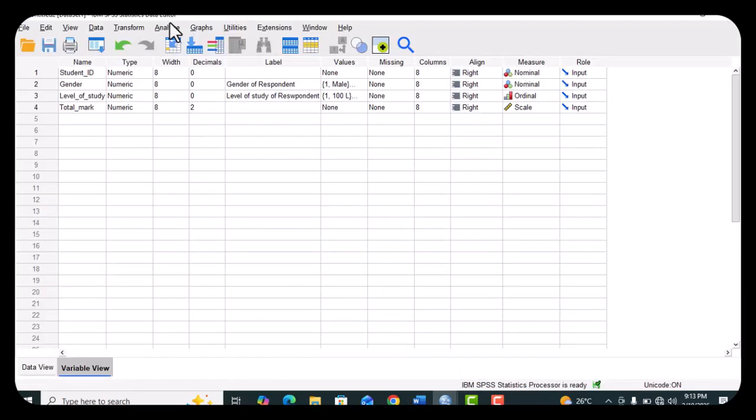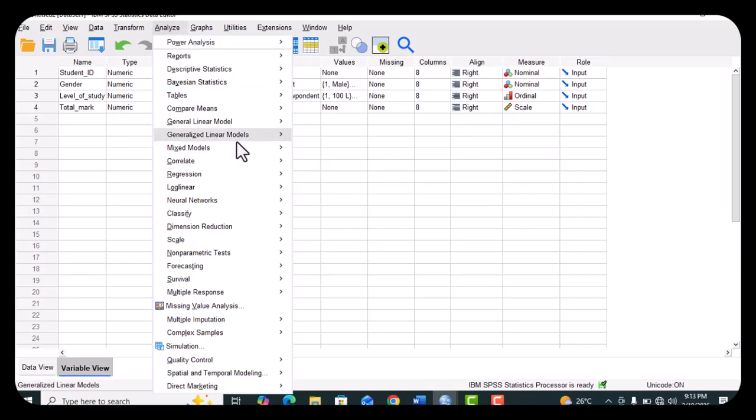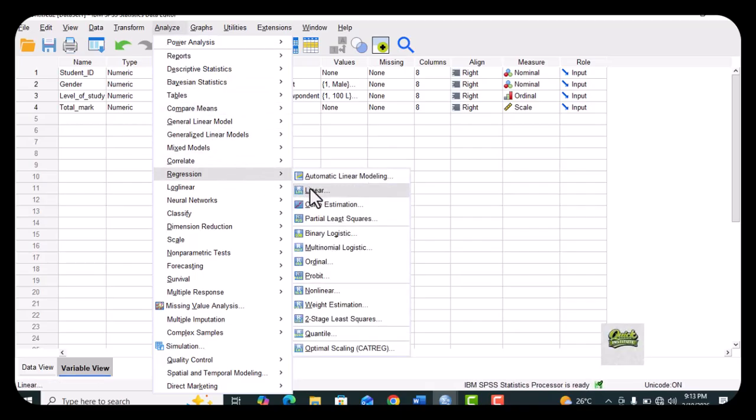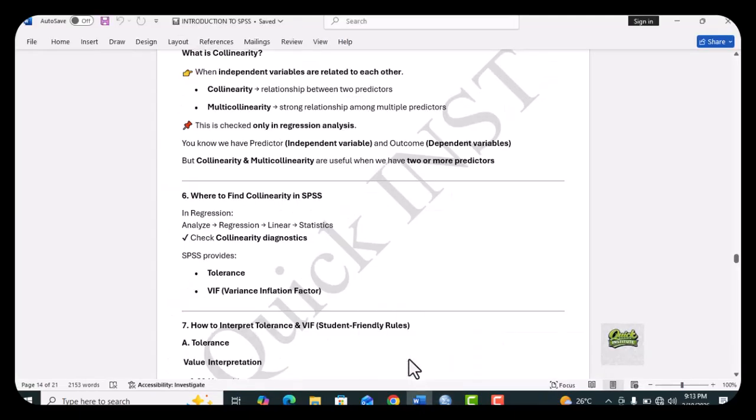If you are told to check for collinearity, and you have data which has two predictors, that's how to check for collinearity and multicollinearity. So where to find collinearity, I think we have done that. SPSS provides the tolerance and variance inflation factor. How do we interpret the tolerance and variance inflation factor?